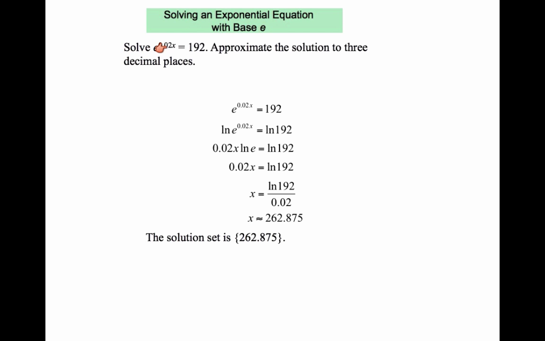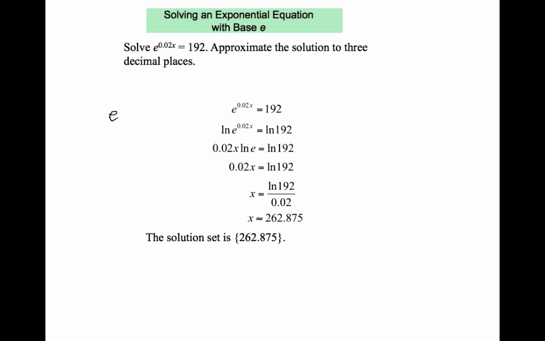Solve an exponential equation with base e. Solve e to the power of 0.02x is equal to 192. Approximate the solution to 3 decimal places. In this case, to solve for x, you have to take the natural log of both sides, ln of both sides. If I do that, I can use the property that I learned.